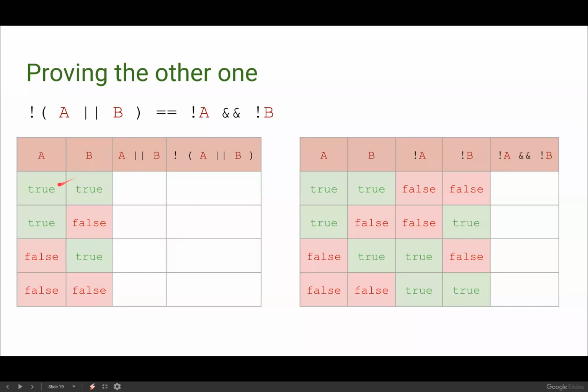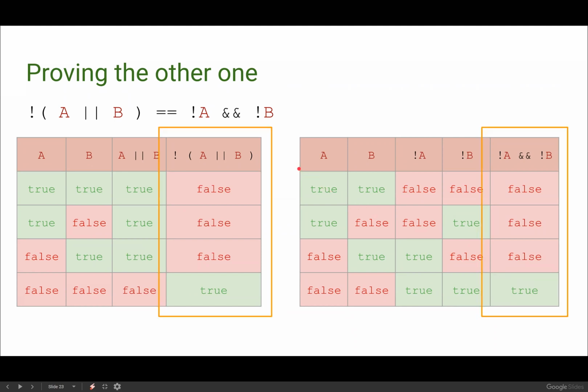What's A or B going to be? True or true? That's true. True or false? Also true. False or true? Once again, true. False or false is false. If we negate that column, we get false, false, false, true. And then not A and not B, we're going to use those same two columns as before. False and false gives us false. False and true, false. True and false, false. True and true is true.